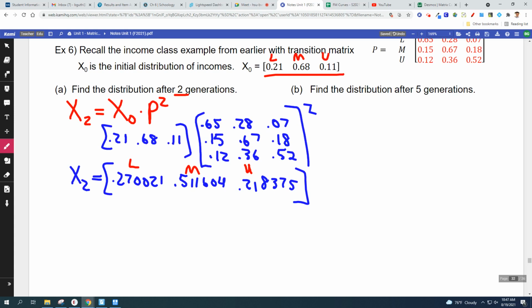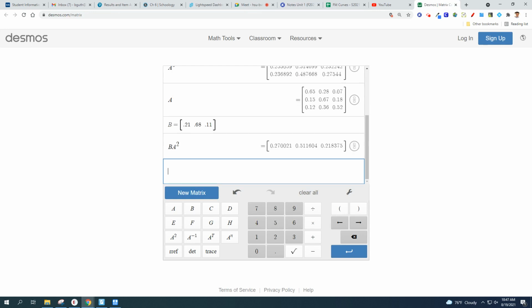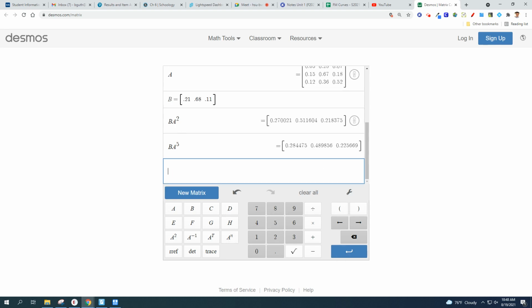Now I want to find the distribution after 5 generations. And so all I have to do is use this formula. If I want to find x5, then I need to take the initial times the transition to the 5th power. And if I've got a calculator, it's easy. My initial was B, and my transition was A. I need to go to the 5th power, and there it is.